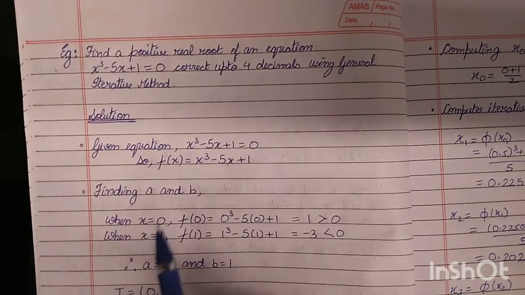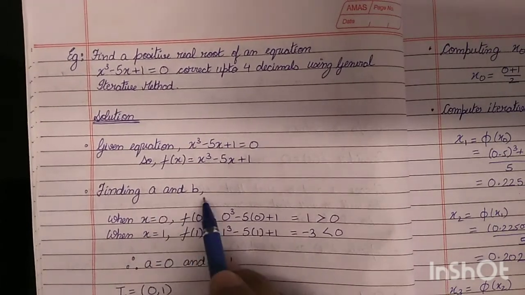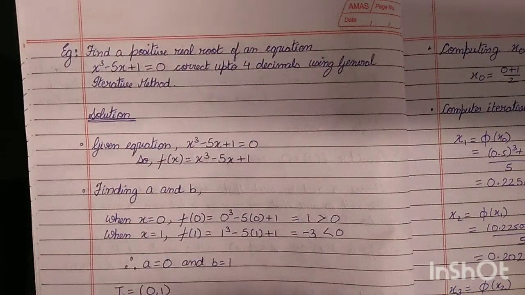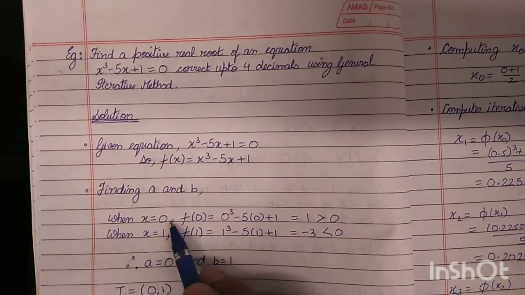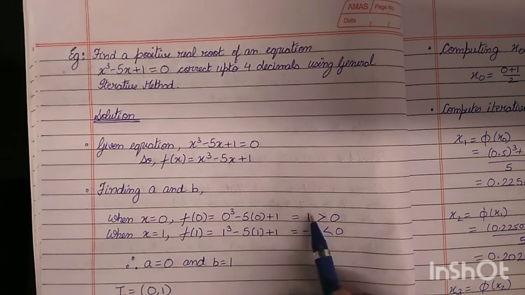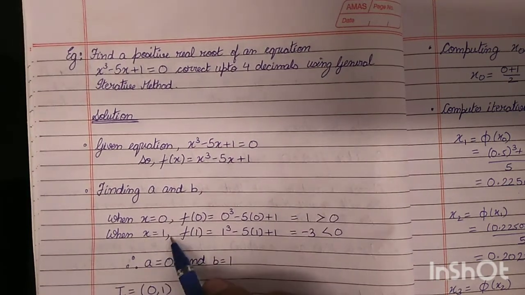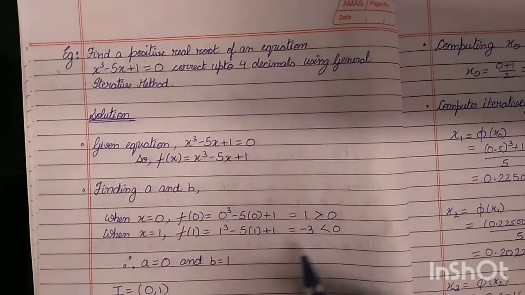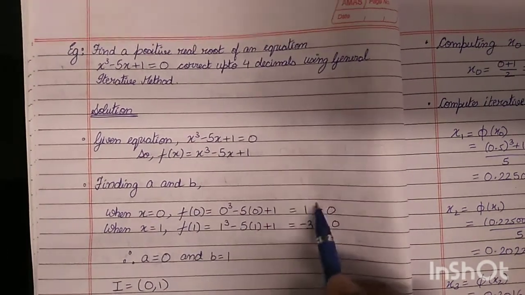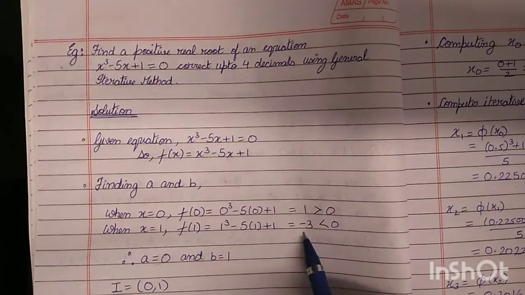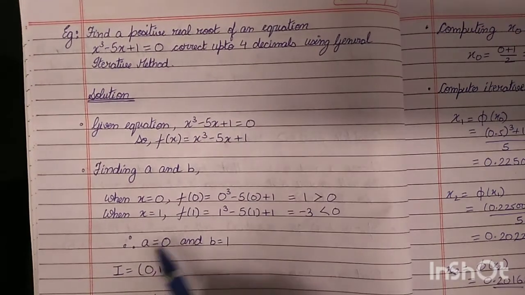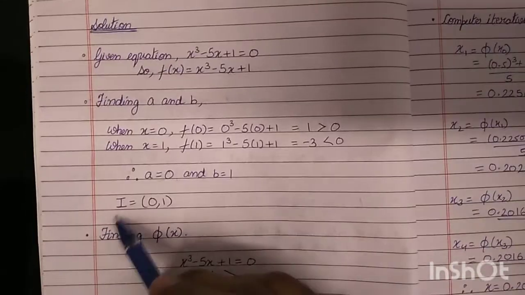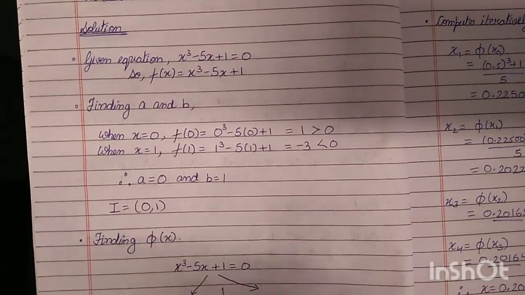Now our second step is to find the values of a and b. Since we have to find a positive real root, we'll start with 0, 1, 2, 3 and so on. When x is equal to 0, f of 0 will yield a value of 1. When x is equal to 1, f of 1 is yielding a value of minus 3. So here we can see that f of 0 is positive and f of 1 is negative, that is, they have opposite signs. So our a will become 0 and b will be equal to 1. So our interval becomes I is equal to (0, 1).